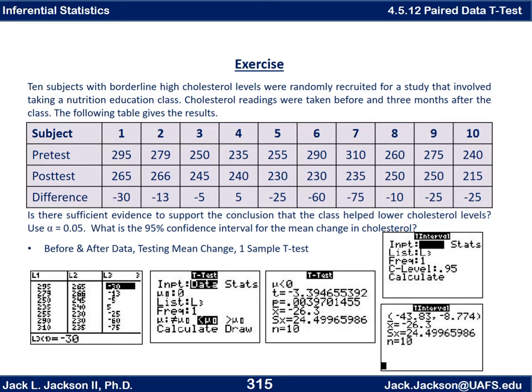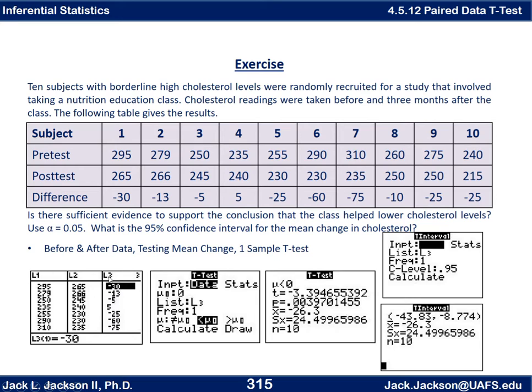Okay, so what we do is we need that difference data in our calculators. One way we could do it is to type in the pre-test data in L1 and the post-test data in L2. So go to Stat Edit, put your cursor on L1, clear, enter; L2, clear, enter; L3, clear, enter. So you start with 3 blank lists, type your pre-test data in L1, and the post-test data in L2. Be sure that you're typing it in the same order so that the first row is the same subject, the second row is the same subject, and so forth.